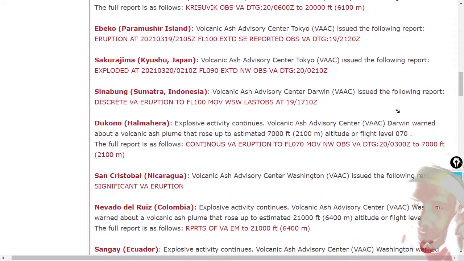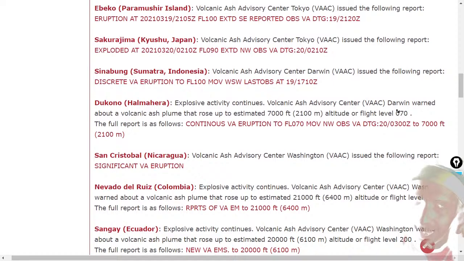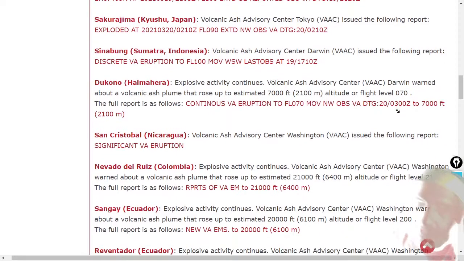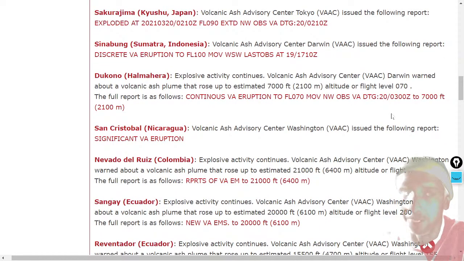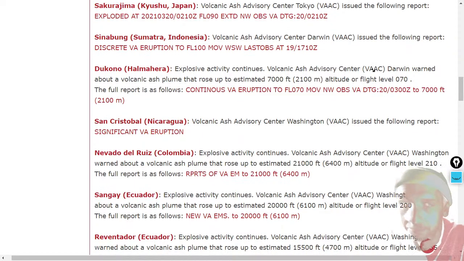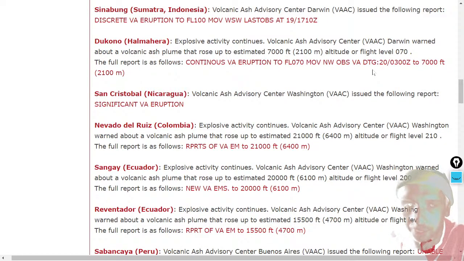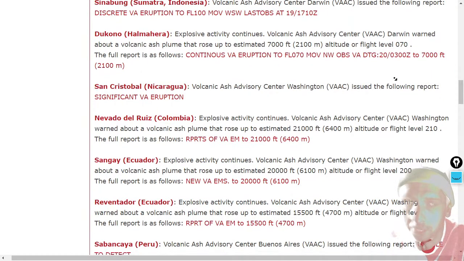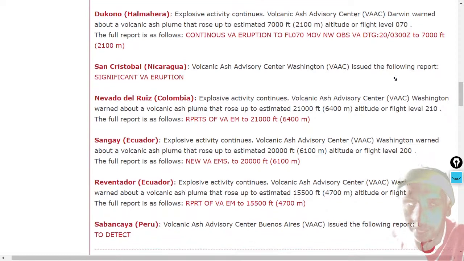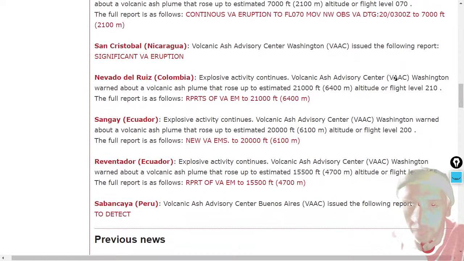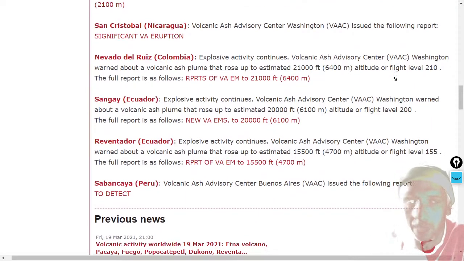Sakurajima, 9,000-foot plume of ash above it. At least the top of the ash plume around 9,000 feet of altitude. Cinnabung, flight level 100. It's a 10,000-foot altitude ash plume. Dacono exploding, flight level 070. San Cristobal, significant volcanic ash eruption. That's in Nicaragua, by the way. Nevado del Ruiz in Colombia now back on the list.